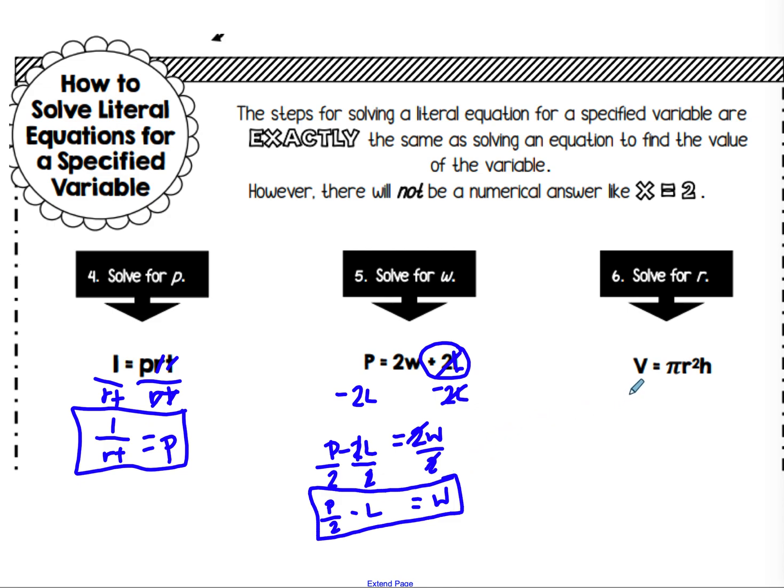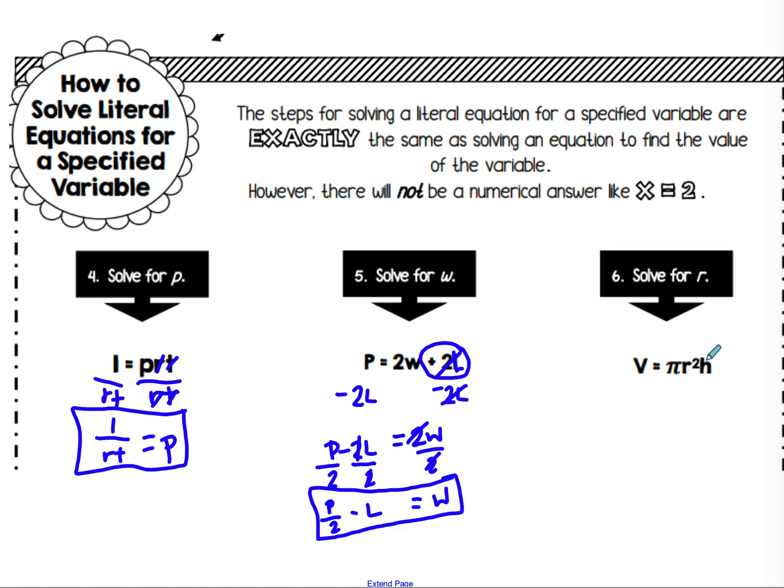All right, number 6, solve for R. So I have V equals pi times radius squared times height. This is the volume formula for a cylinder. Okay, so I need to solve for R. This is tricky because R is squared, so it's going to give me an extra little step in there to do.